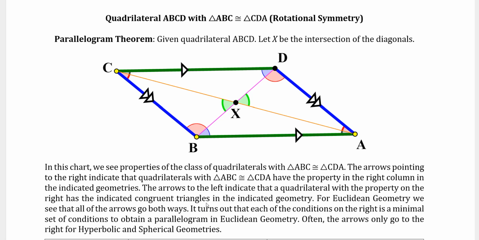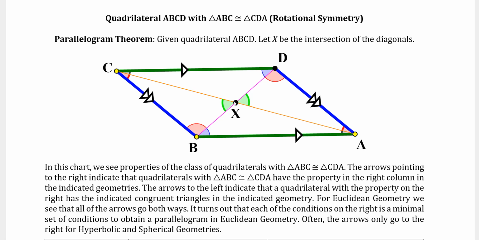So in general, consider a quadrilateral ABCD where one diagonal breaks it into two congruent triangles with a rotation, that is specifically triangle ABC, this triangle down here, is congruent to CDA, that triangle up here, by rotating around this point of intersection of the diagonals by 180 degrees. That is a class of quadrilaterals.